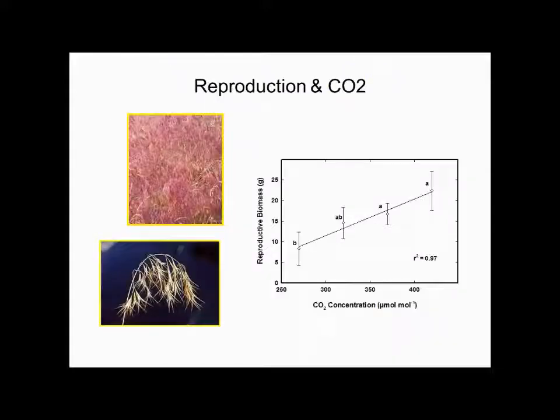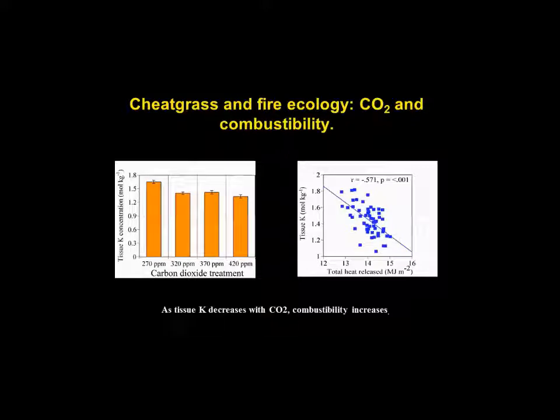Wait, there's more. It turns out that it also can result in cheatgrass producing more seed, so that it can establish itself a little bit faster. And interestingly enough, when you look at the potassium concentration, more CO2 causes the potassium concentration of cheatgrass to go down.